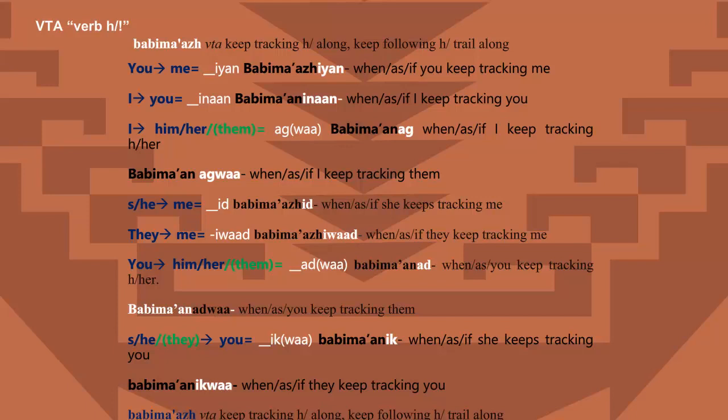For the VTA Baba Ma'aj, to keep tracking him or her along, keep following his or her trail along. To conjugate for you to me, you're going to add the suffix yan, Baba Ma'ajian. When you keep tracking me, for I to you, it'll change to Baba Ma'ananan. When I keep tracking you, for I to him or her, Baba Ma'anug. When I keep tracking her. For I to them, Baba Ma'anagwa. When I keep tracking them.